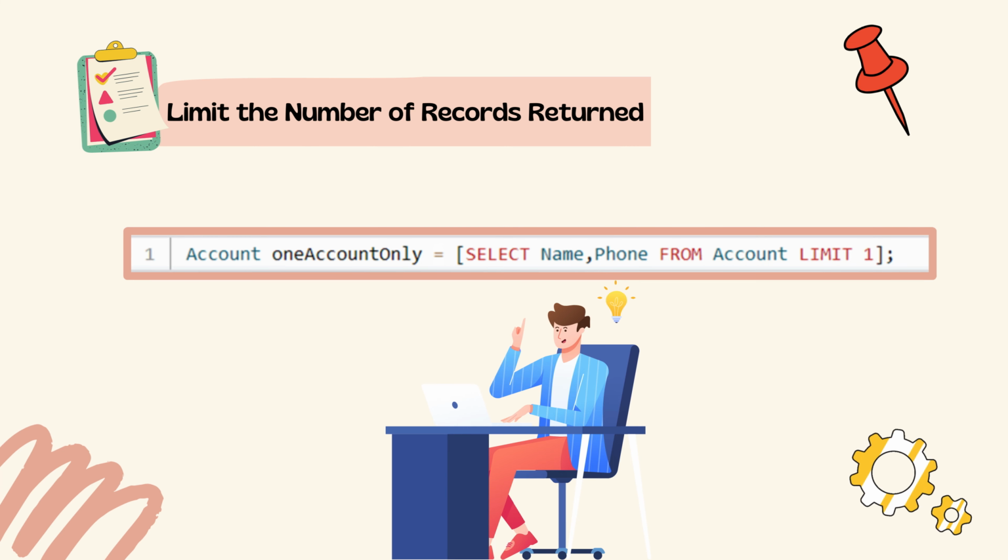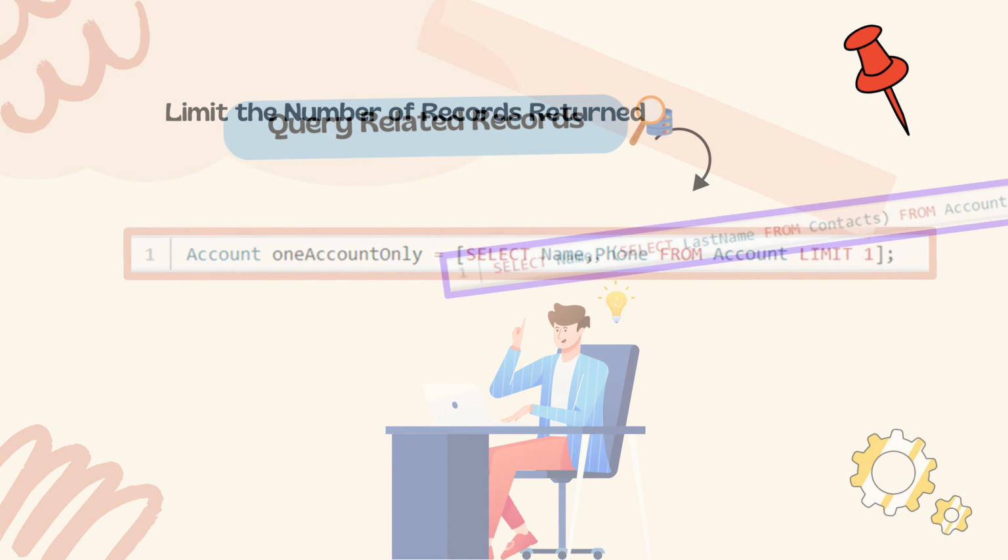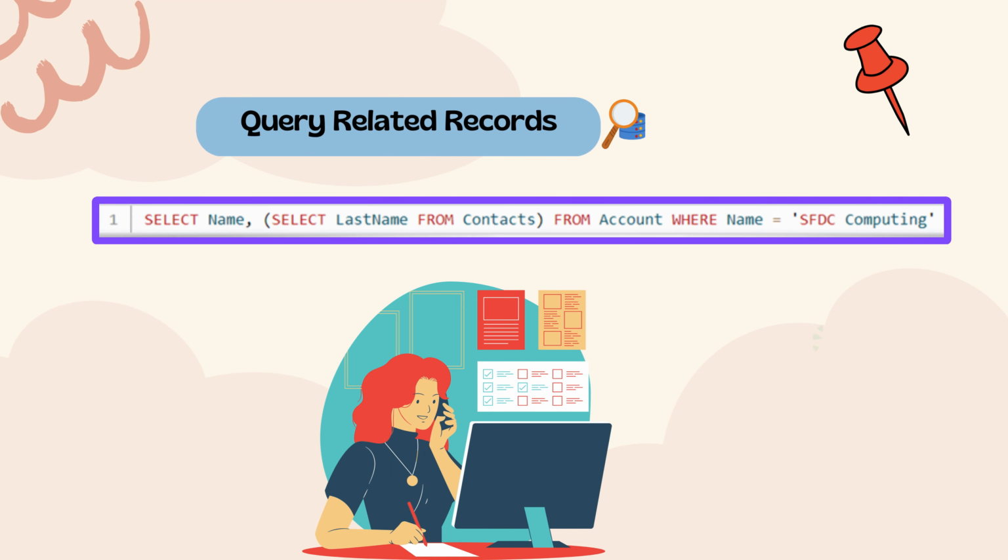If you only need a subset of records, you can use the limit clause to specify the number of records returned. This is handy when you don't need all records, but only want to work with a specific number. Let's see how to limit the number of records returned in a query. Records in Salesforce often have relationships. With SOQL, you can query related records efficiently. Whether it's getting contacts associated with an account or exploring other relationships, SOQL makes it easy. Let's dive into querying related records.